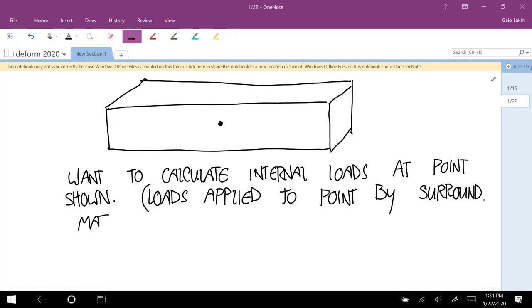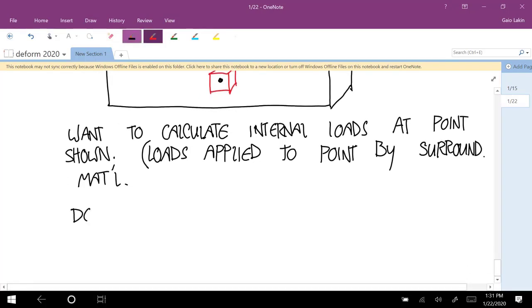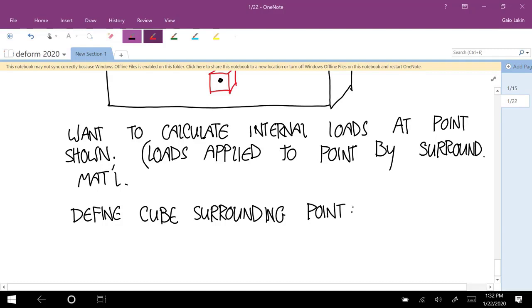Okay, so what we're going to do is define a cube that surrounds that point. And ask yourself, what are the loads applied to that cube by the surrounding material?